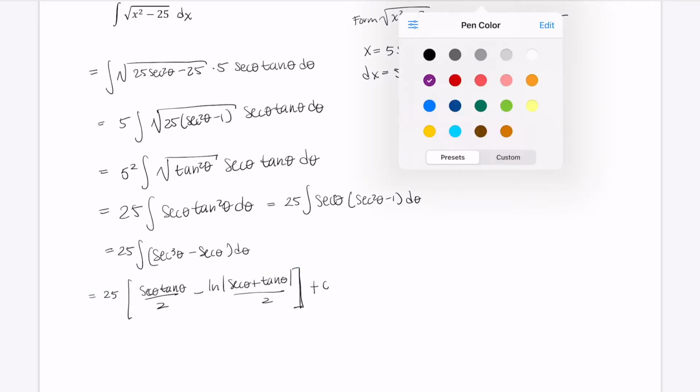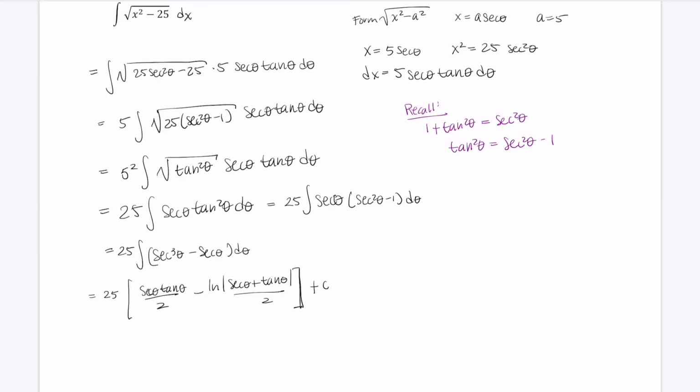Now, yet again, we need a right triangle. And that's going to help us figure out how to back substitute. What I mean is we started in terms of x's and now we have thetas. We already know what tangent theta is. We already know what secant theta is since we said x equals 5 secant theta. So since x equals 5 secant theta, secant theta equals x over 5, which tells me that cosine theta equals 5 over x. So the side adjacent to theta is 5. And the hypotenuse of this triangle is x.